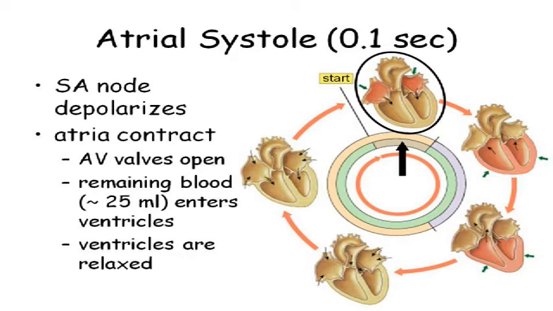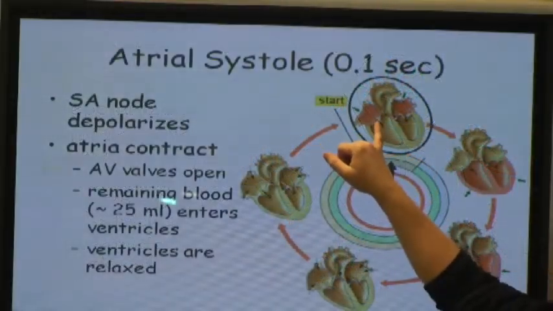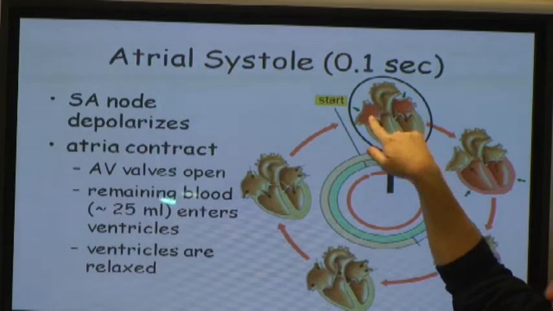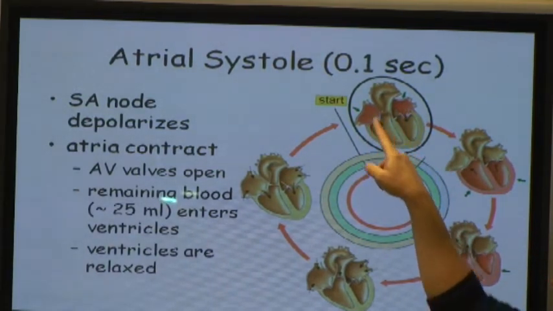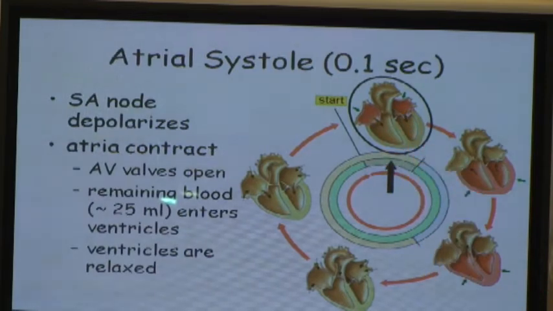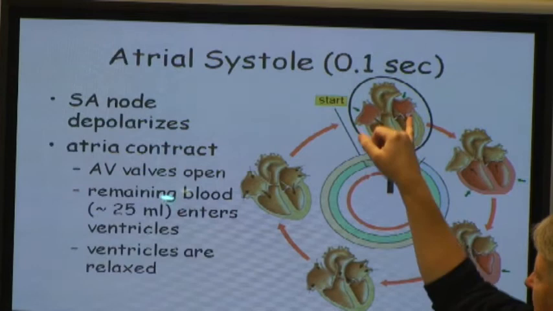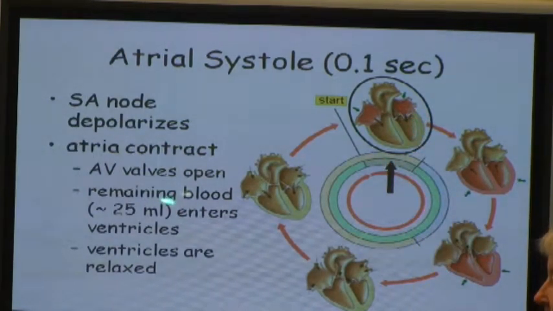Okay, so the SA node depolarizes. The signal is transmitted, and all of the cells in the atrium contract. Now, if you look at this little diagram up here, as the atria begin to contract, the pressure increases in the atria, and that opens the AV valves. Blood is forced from the atria into the ventricles. Now, that squirts about 25 mils of blood into each ventricle. At this point, of course, the ventricles are relaxed. Cool?